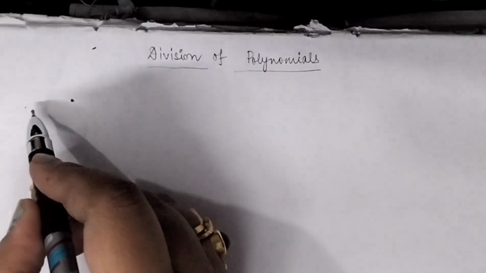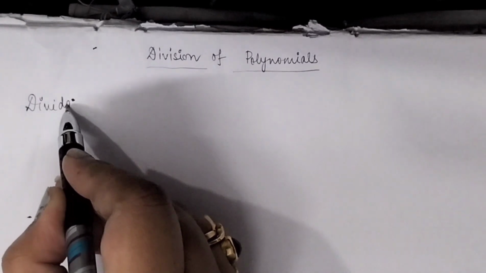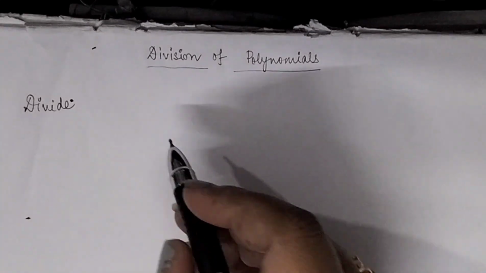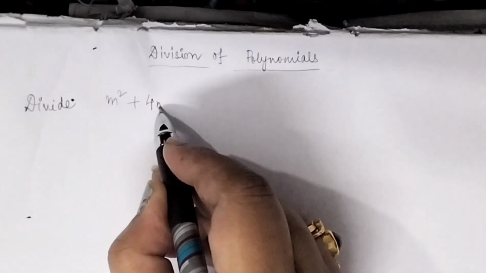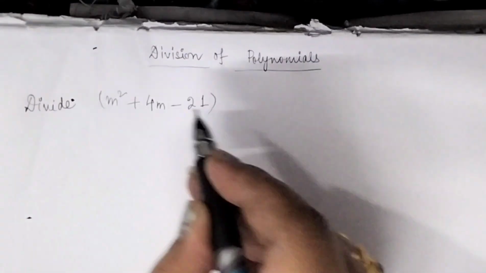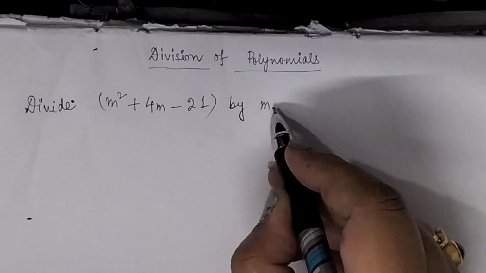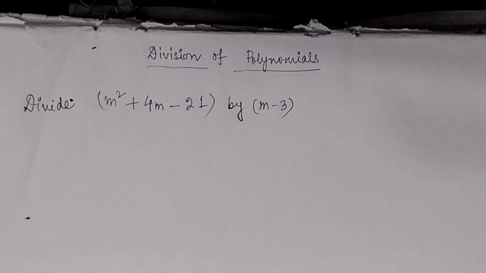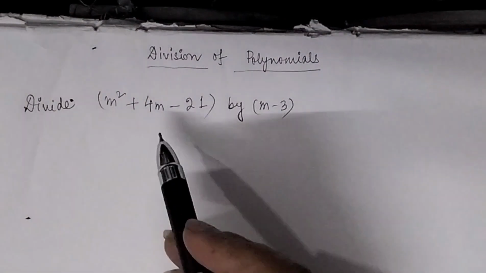Number 1. Divide m square plus 4m minus 21 by m minus 3. Through this example, I will discuss the rules of division of polynomials.